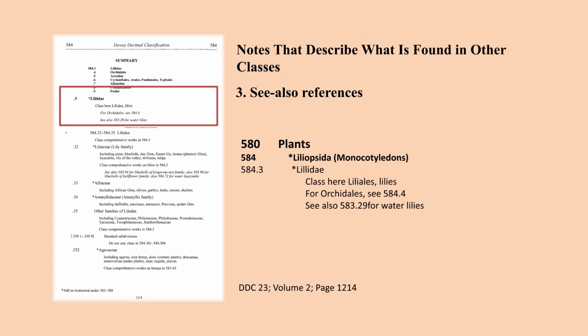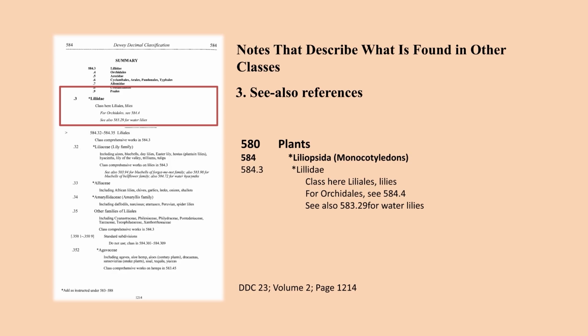botany. Under 580, the 584 and 584.3 Liliaceae, the class here Lilialis, lilies, etc. This is a class here note. Again, for Orchidalis, this is a C reference note. It tells us that it will be found in 584.4. And finally, a C also note, that is for water lilies, we have to go 583.29.